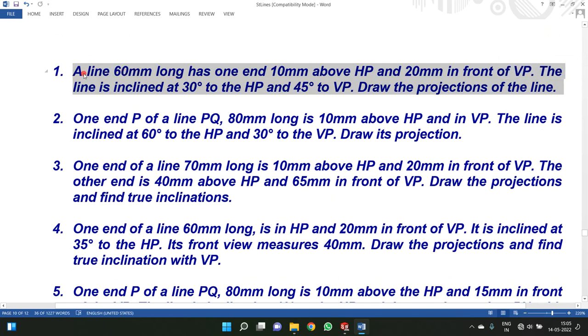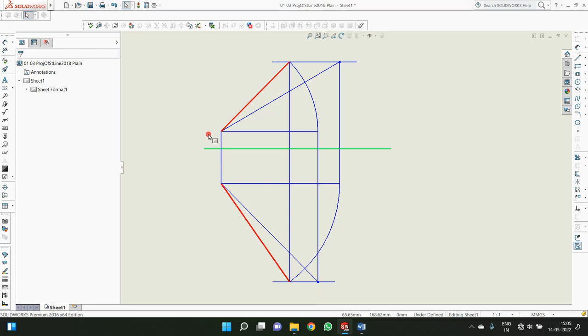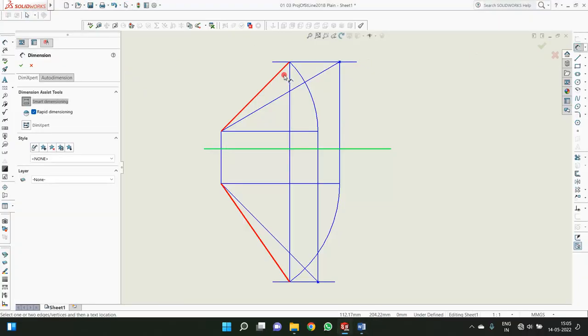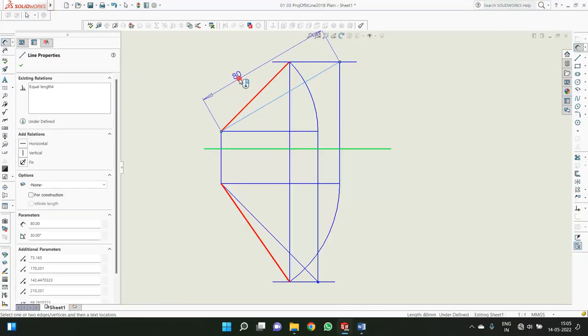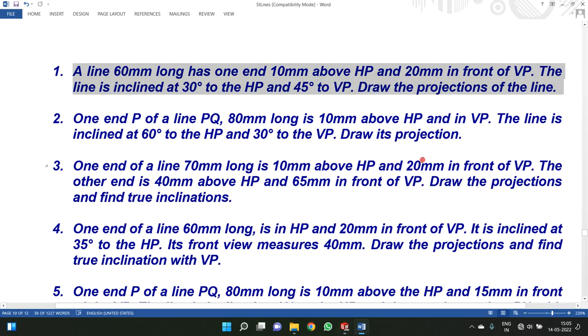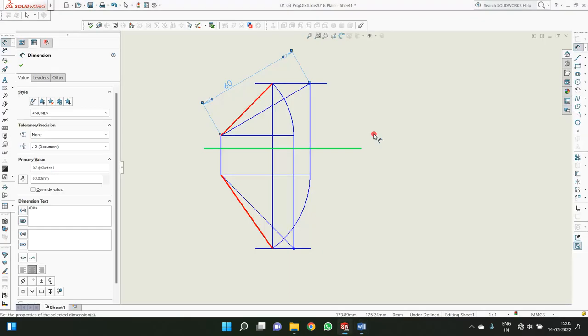Now, I read the problem. A line 60 mm long, 10 above, 20 in front, theta 30, pi 45. In this drawing file, I am going to enter these values. Now, line length is 60. One end 10 above, 20 in front.